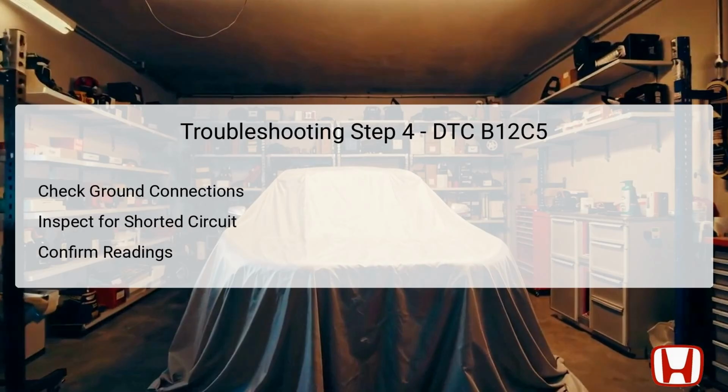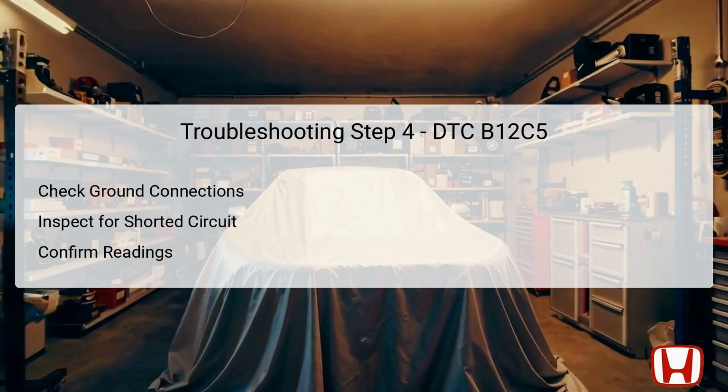In this troubleshooting step, focus on checking the ground connections for the engine start-stop switch and the body control module. A proper ground connection is essential for the electrical systems to function. Inspect each terminal to confirm that there is less than 1 ohm of resistance, as a higher reading could indicate issues with the grounding. Additionally, you will conduct inspections for possible shorted circuits.